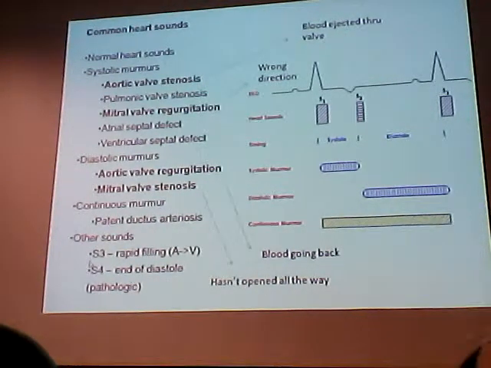And besides S1 and S2, which are for your normal valves closing, you have an S3, which is rapid filling, when your atria rapidly fills the ventricles, or an S4, which is at the end of diastole. If you hear it, it's a pathologic heart sound.